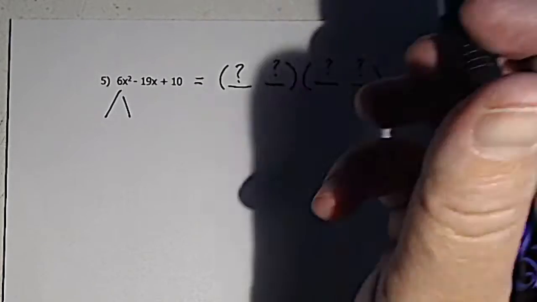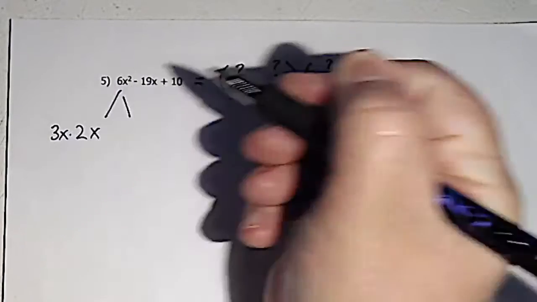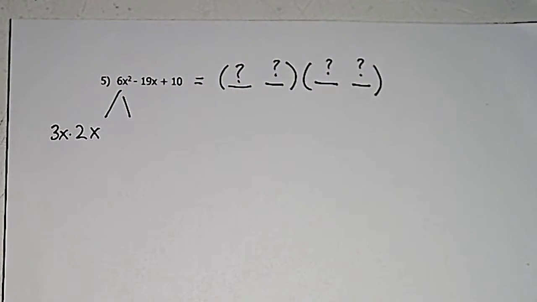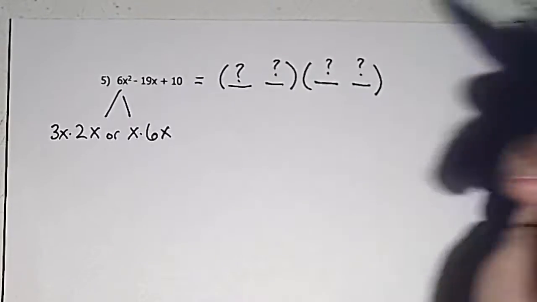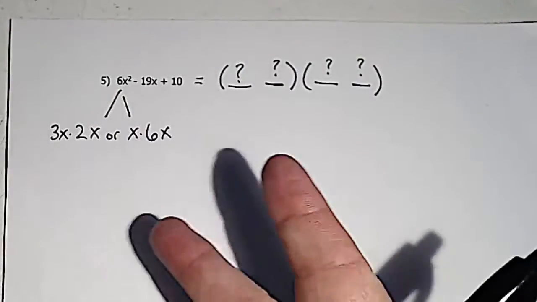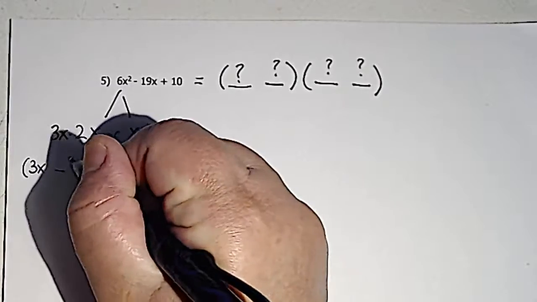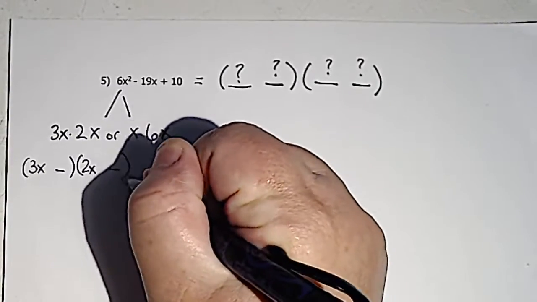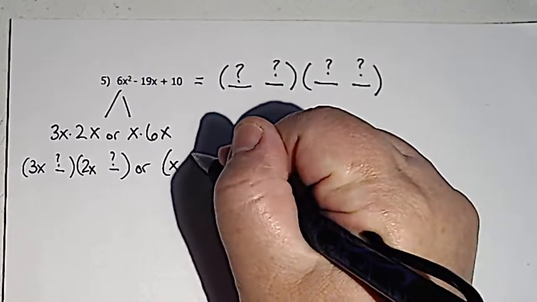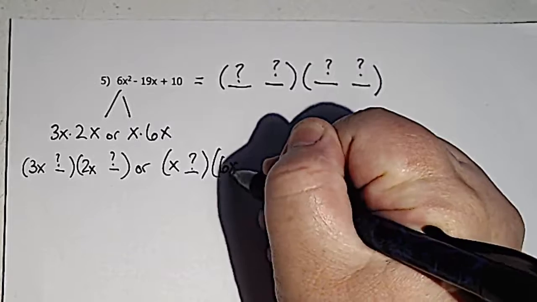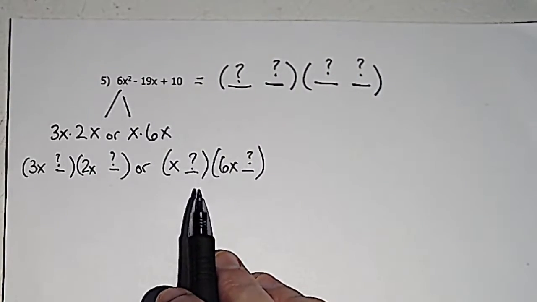So we could have 3x times 2x, right? That would give us 6x squared. Or we could have x times 6x. Now you could write either one of these in either direction. So basically we're going to have 3x and then something and 2x and then something, or we're going to have x and something and 6x and something. So this means there are two possibilities for the starting point.